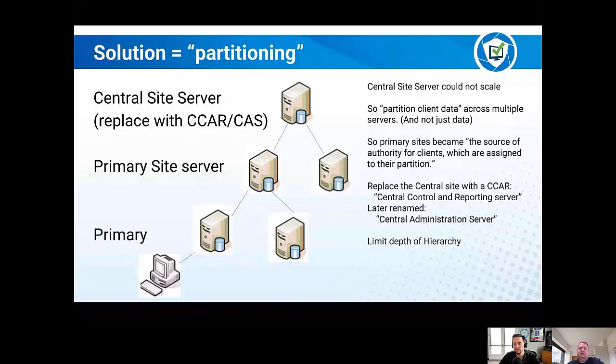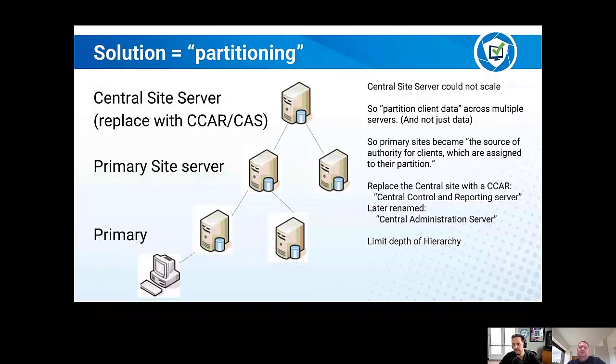And then we had this new thing we called the CCAR to start with, later called the CAS. And it didn't actually process client data at all. All of the processing was happening below. What it was good at was aggregating data and sending change and control commands across multiple partitions. And so that's why the initial name of it was the CCAR. We called it that in internal engineering, which stood for the Central Control and Reporting Server, and later renamed to CAS. That was, I guess, one good marketing name that we chose, which simplified things.